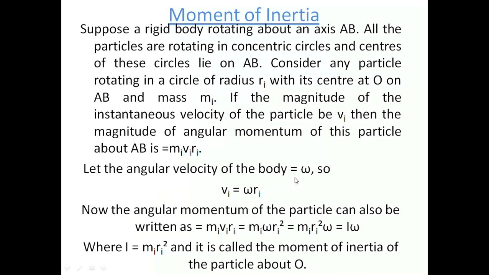Let the angular velocity of the body equal omega. So Vi equals omega Ri. Now the angular momentum of the particle can also be written as Mi Vi Ri equals Mi omega Ri square, equals Mi Ri square omega, equals I omega, where I equals Mi Ri square, and it is called the moment of inertia of the particle about O. The sum of the moments of inertia of all the particles about AB is the moment of inertia of the body.